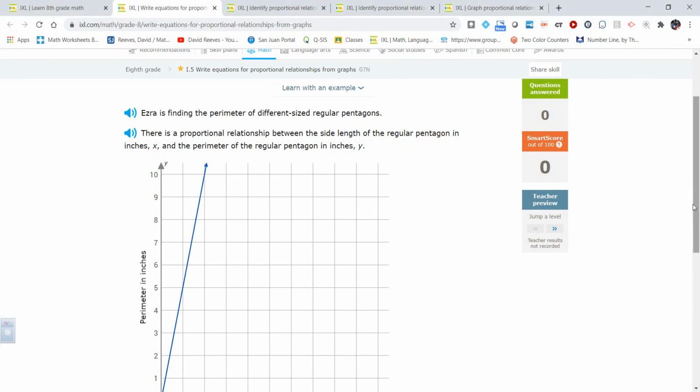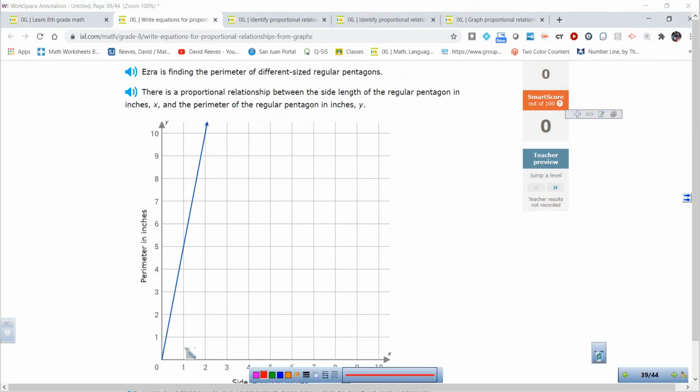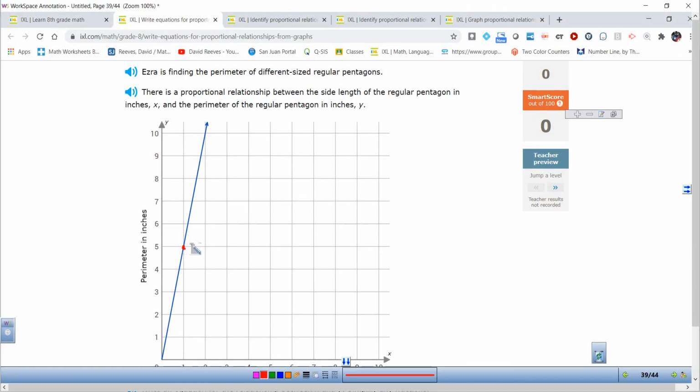All right, so when we have a graph, the way to recognize a proportional relationship is you're going to have a straight line that goes through 0, 0. And if you pick any point on the graph and divide the y by the x, you'll get the same thing. So for example, on this graph, this point is 1, 5. And this point is 2, 10, right? If we do 10 divided by 2, we get 5. And if we do 5 divided by 1, we get 5. So that means that k is equal to 5.